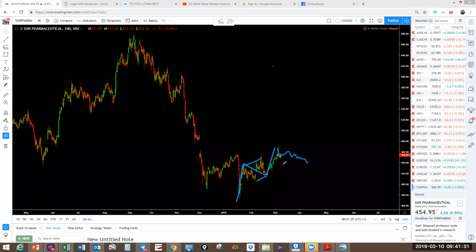It's time for a correction. You can see that I just put in a flag for a correction. It can be any corrective structure. And then we get another move to the upside. Then that will be possibly a WXY structure. And then we drop. So watch out for a corrective structure here.